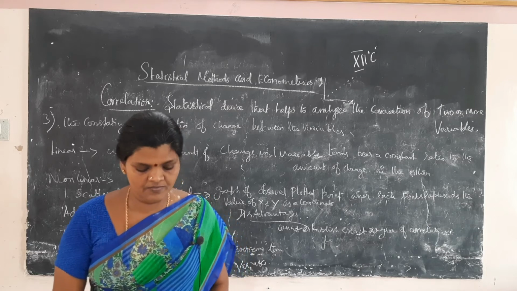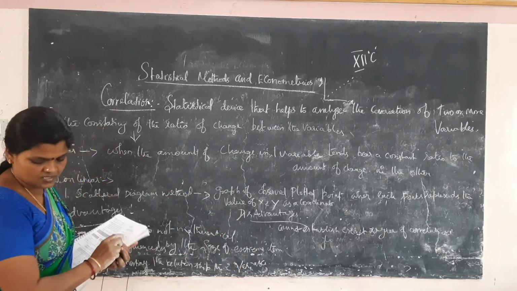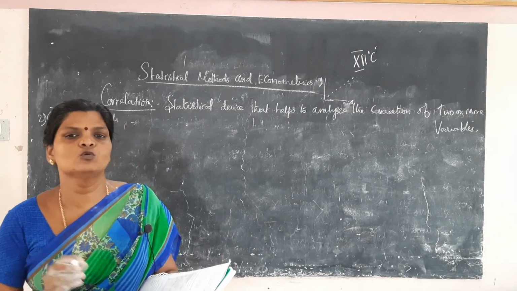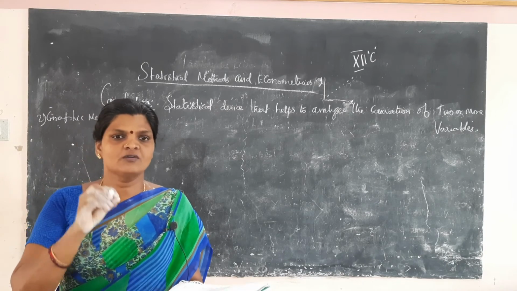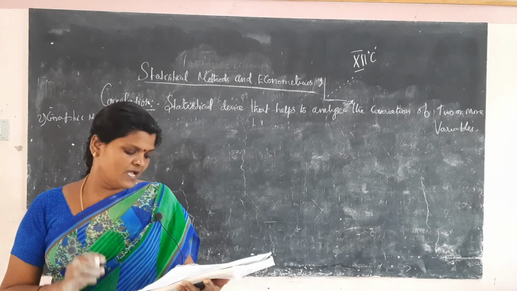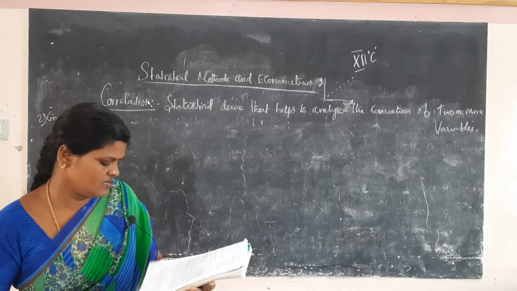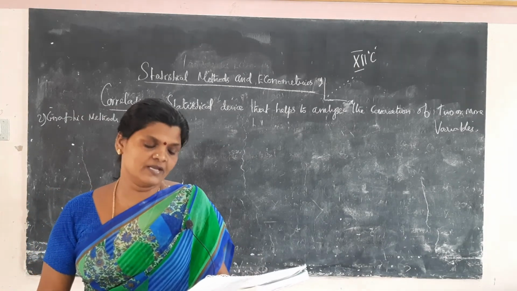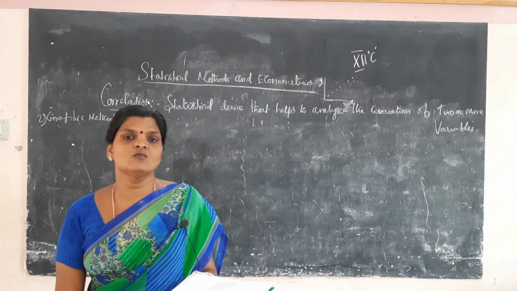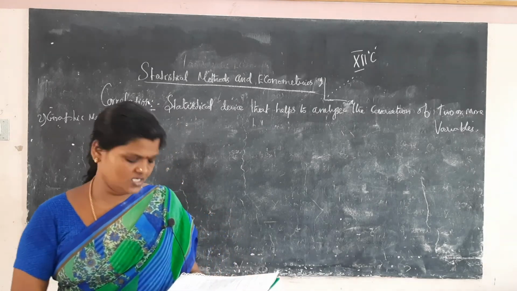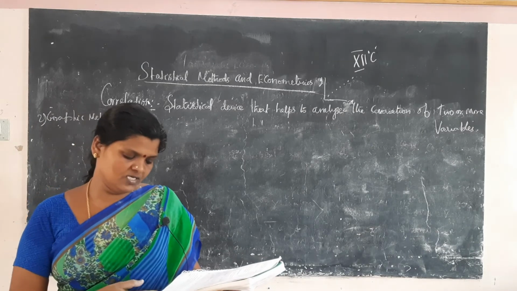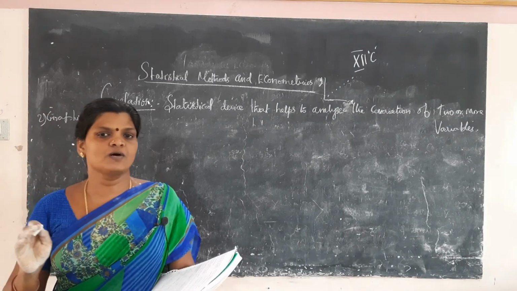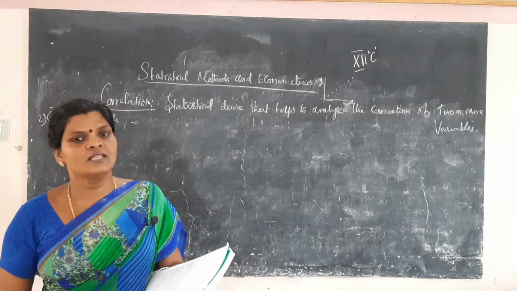Next one is the graphic method. In this, individual values of the two variables are represented by plotted points in the graph sheet, and we draw curves according to both variables, say x and y. If both x and y are moving in the same direction, either upward or downward, then the correlation is said to be positive. In the opposite direction, it is negative correlation.